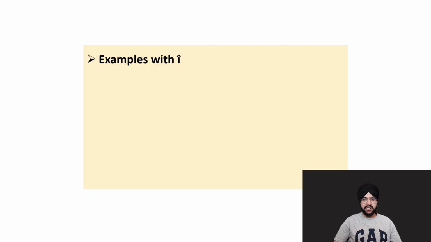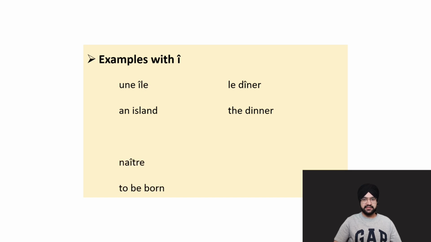Examples with the letter I are une île, which means an island. Next is le dîner, which means the dinner. The one is naître, which means to be born. Naître. The accent circonflexe is also used with O and U, but it's not very often.